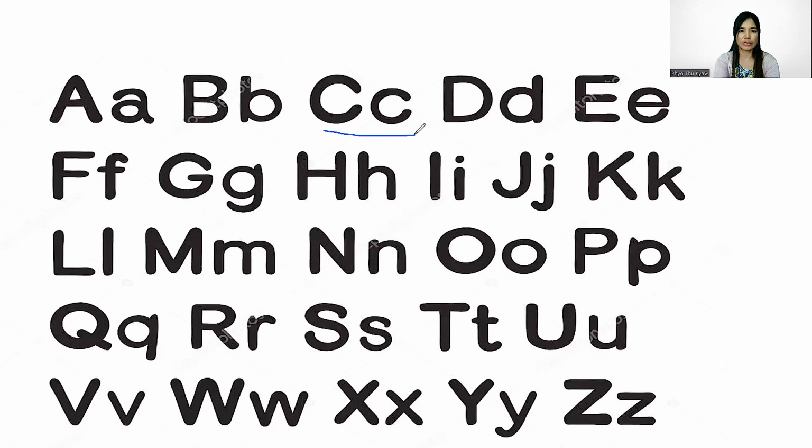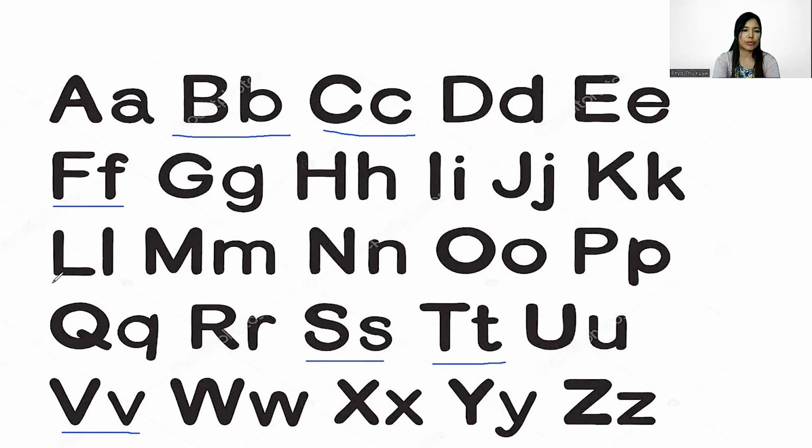C. Okay, this one. What is this? B. What letter is it? V. What letter is it? F. S. What letter is it? T.